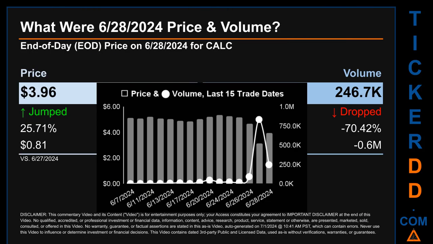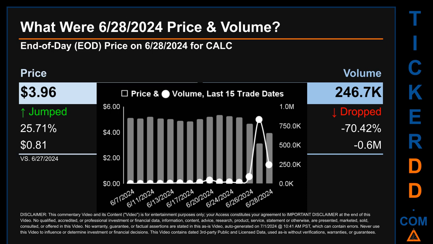What was end-of-day price and volume for CALC? On Friday, June 28, 2024, CALC had an end-of-day price of $3.96 and volume of about 0.2 million. Compared to the previous trading day, the price jumped 25.71%, gaining 81 cents, while volume dropped 70.42%, decreasing about 0.6 million. The graph shows price and volume for the last 15 trade dates.